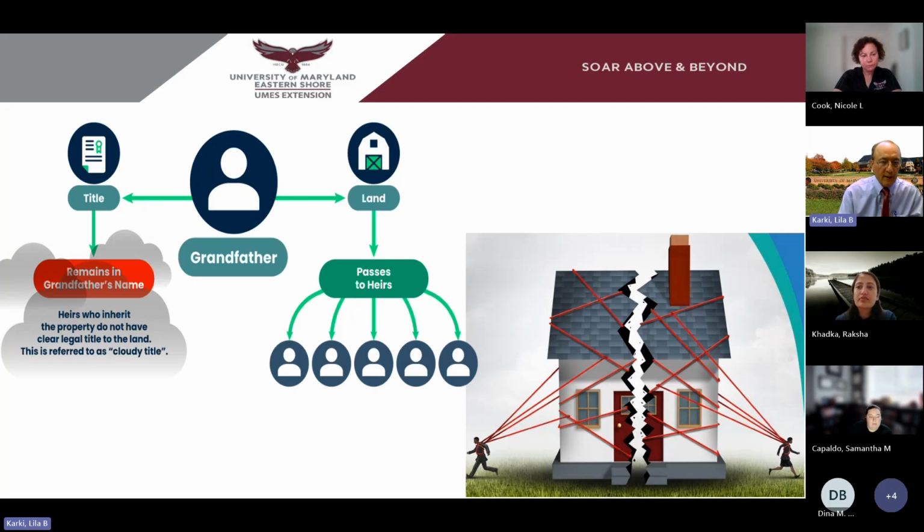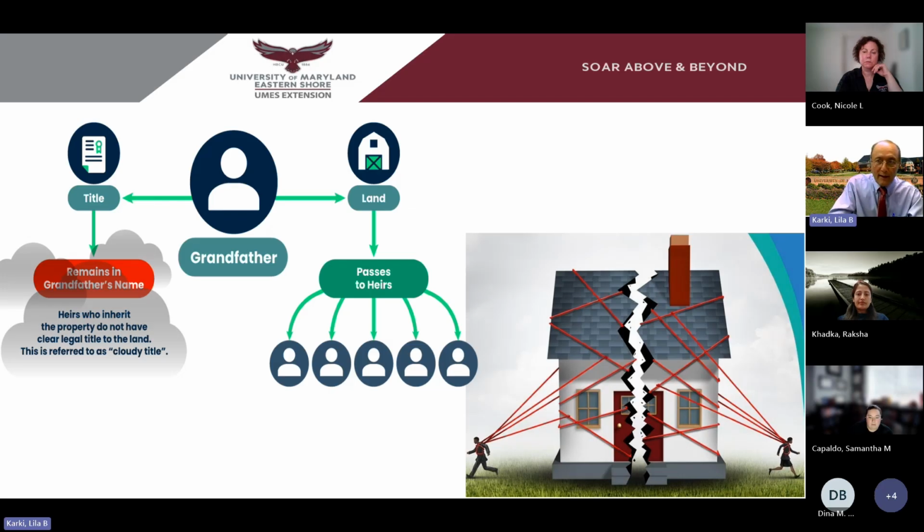And you can see on the picture here, there is a person in the center who is referred to as grandfather, and on the right and left is land and title. The land that is owned by grandfather is passed down to potential heirs or children, but the title of that land is in his name. And heirs who inherit this property do not have clear legal title to the land, because this land is in grandfather's name, and this is called cloudy title.